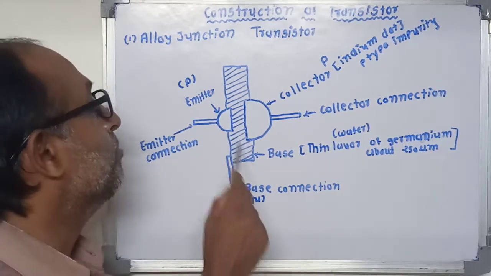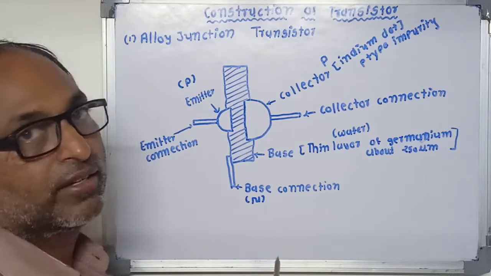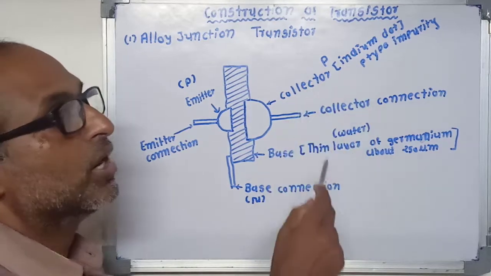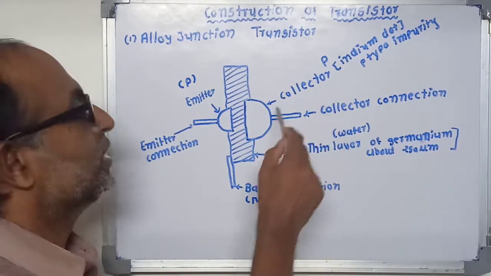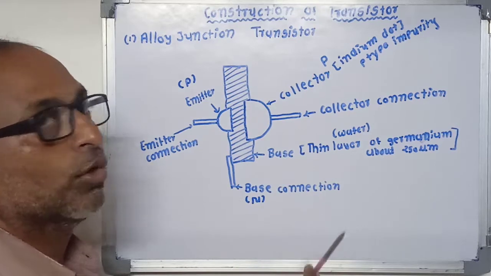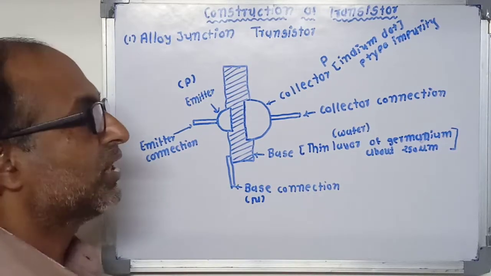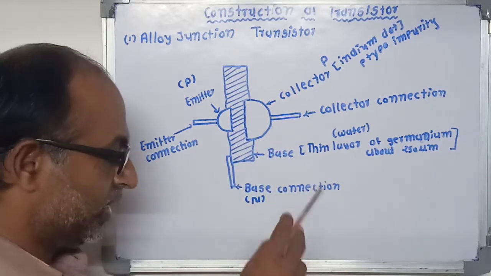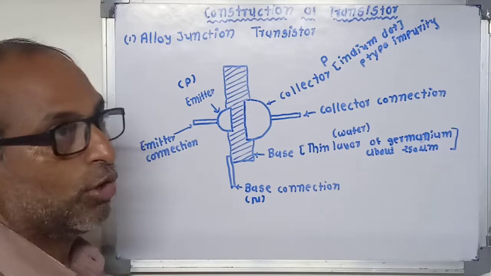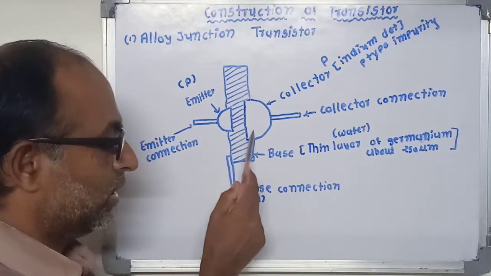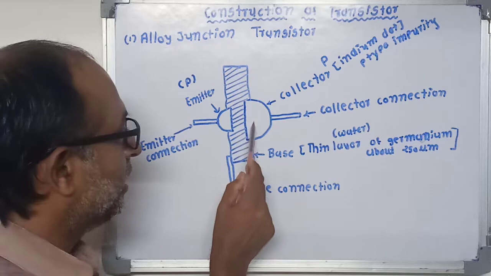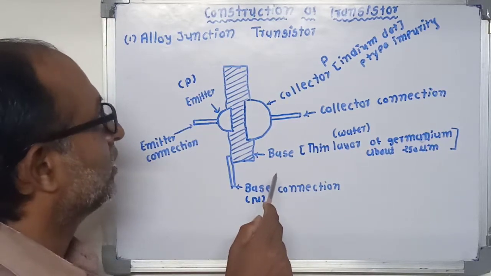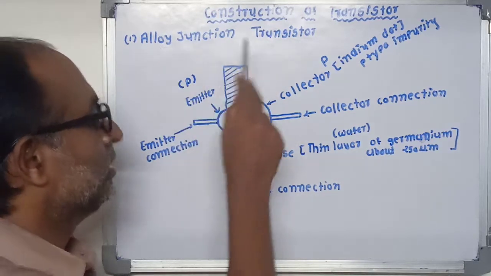The heat should be maintained in such a manner that the temperature is above the melting point of indium but below the melting point of germanium. Now after heating, the whole assembly is cooled down. After cooling, the germanium and indium are deposited on both sides of the wafer, and both side p junctions are produced. So this type of construction is known as an alloy junction transistor.